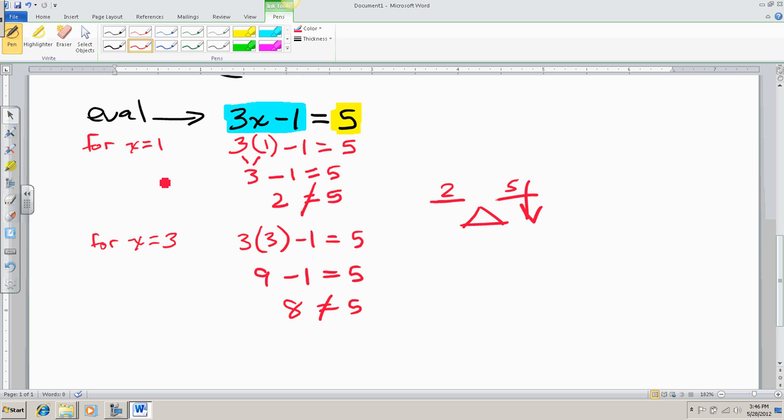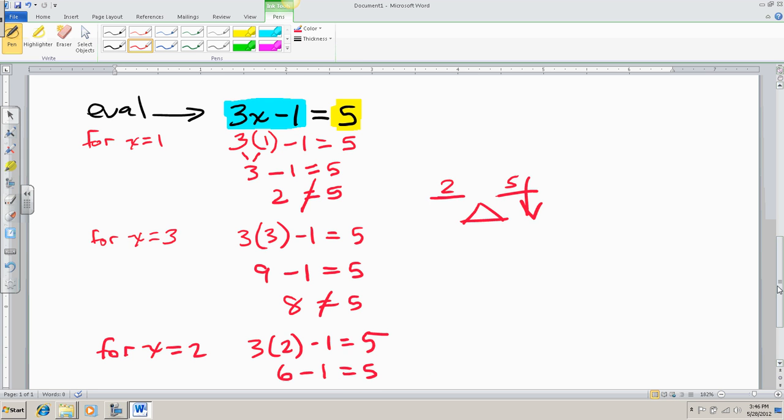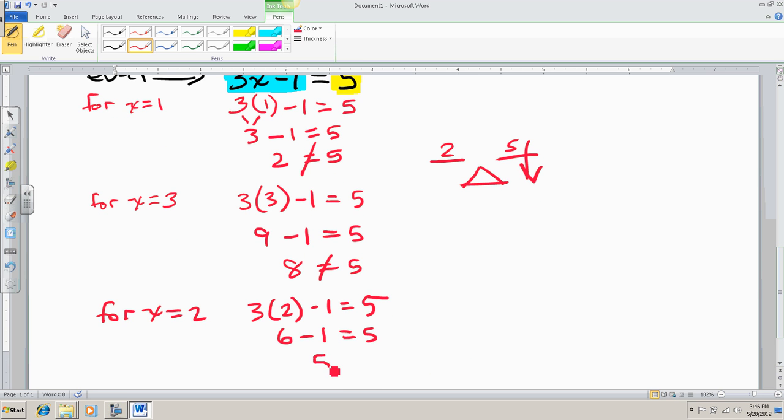So to get that correct balance, what we're going to do is go back down and we'll try x equals 2. Okay, I'll write it out. 3 brackets 2 minus 1 equals 5. There we go. 6 minus 1 equals 5. And is this a true statement? Yes. 5 equals 5. That means we got it.